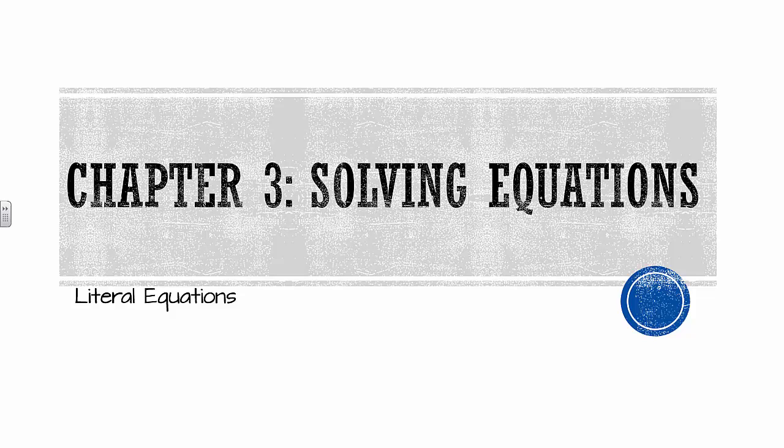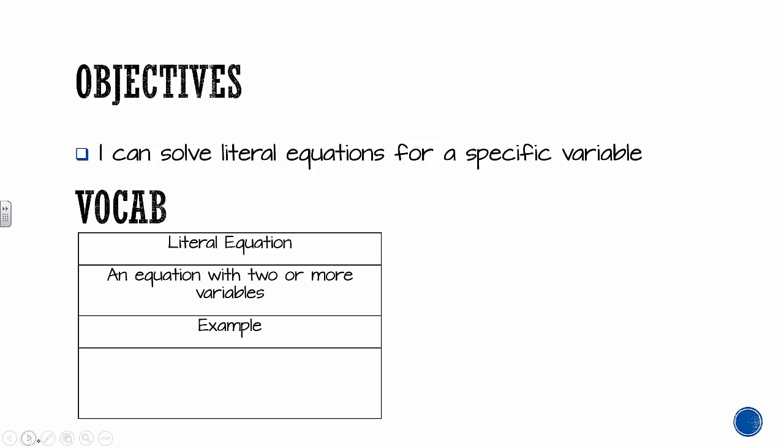In Chapter 3, we're adding a little bit when we're talking about solving equations to solve things called literal equations. By the end of this lesson, you should be able to solve literal equations for a specific variable. A literal equation is an equation with two or more variables in it. That means we won't be able to get an answer like x equals 3, because it's going to have more than just an x in it.